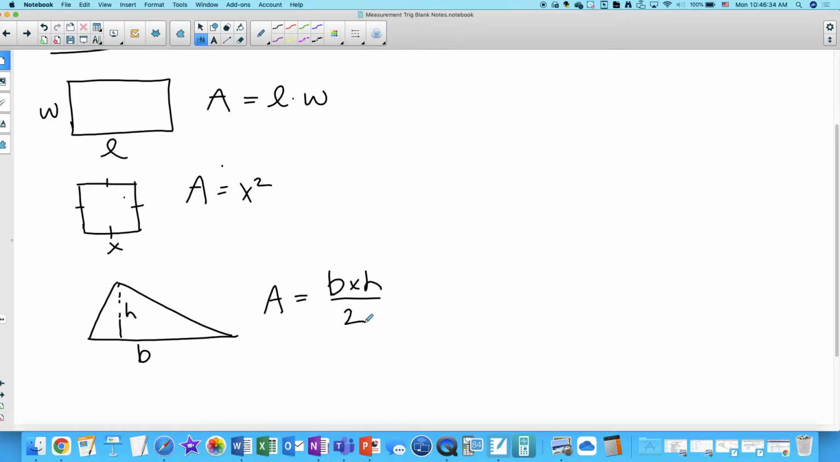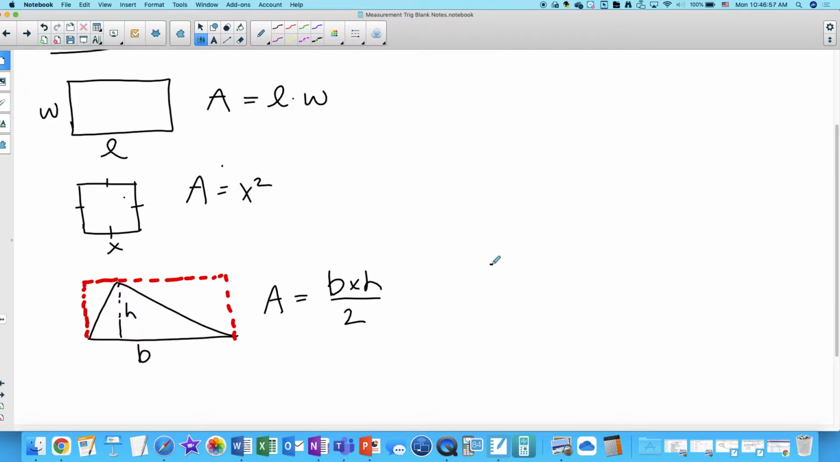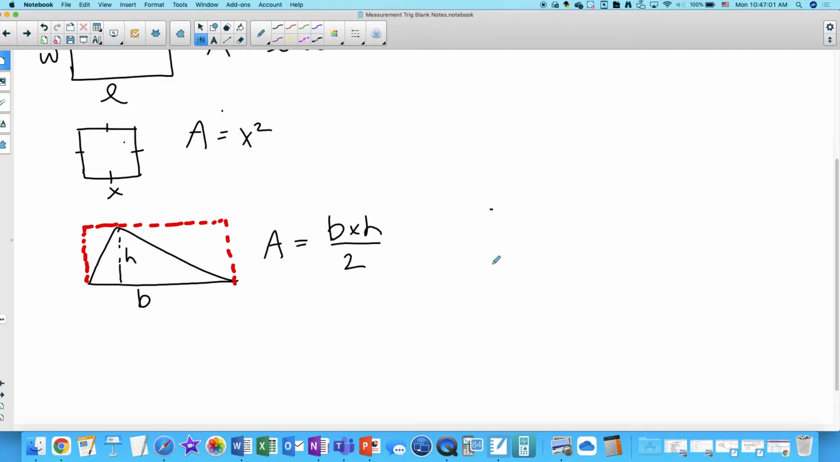And the reason is that if we filled this in and made it into a rectangle, this would have an area of base times height, but we're only taking half of this and half of this. So that's why it's base times height divided by 2. Okay, and then finally I want to talk about a circle. And that was the one that you just mentioned, which was pi r squared.